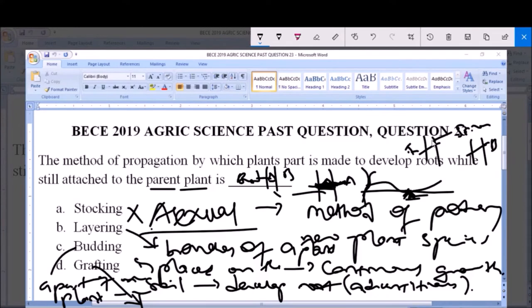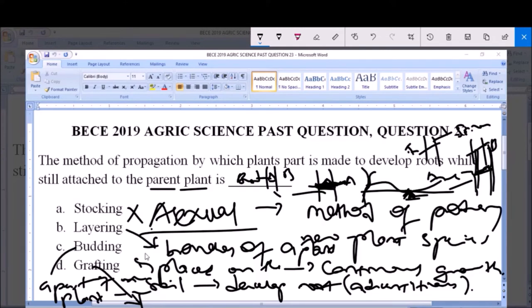Now this scion that is cut from plant A will get to be attached to plant B. It will be attached to plant B. And now this plant B and plant A, the parts that are attached together, will now grow to give a new species. So this is grafting. But the question says: method of propagation by which a plant part is made to develop roots while still attached to the parent plant.